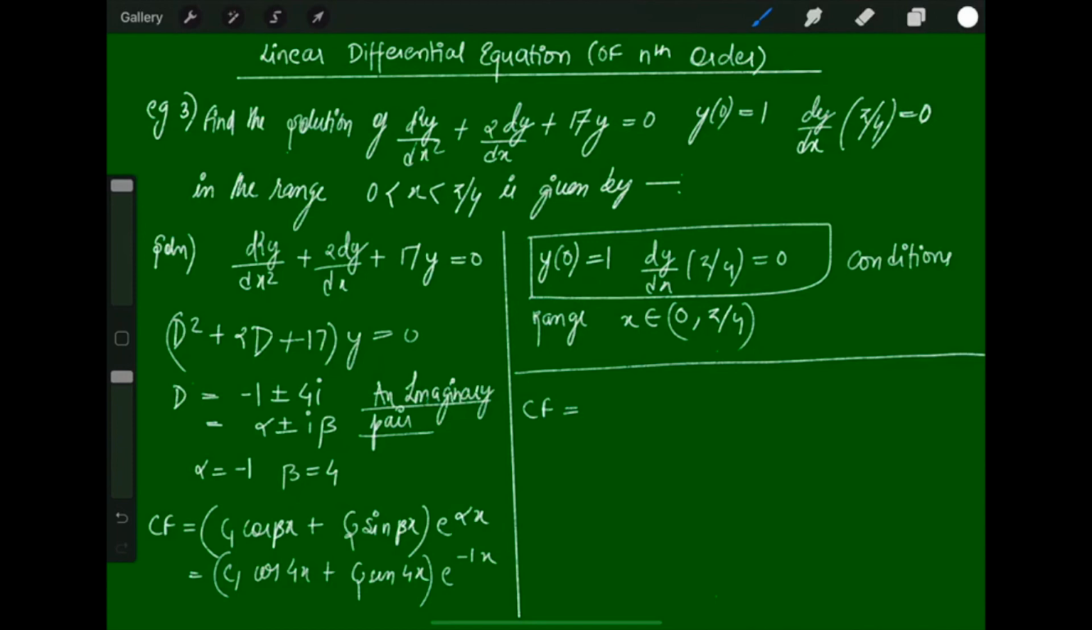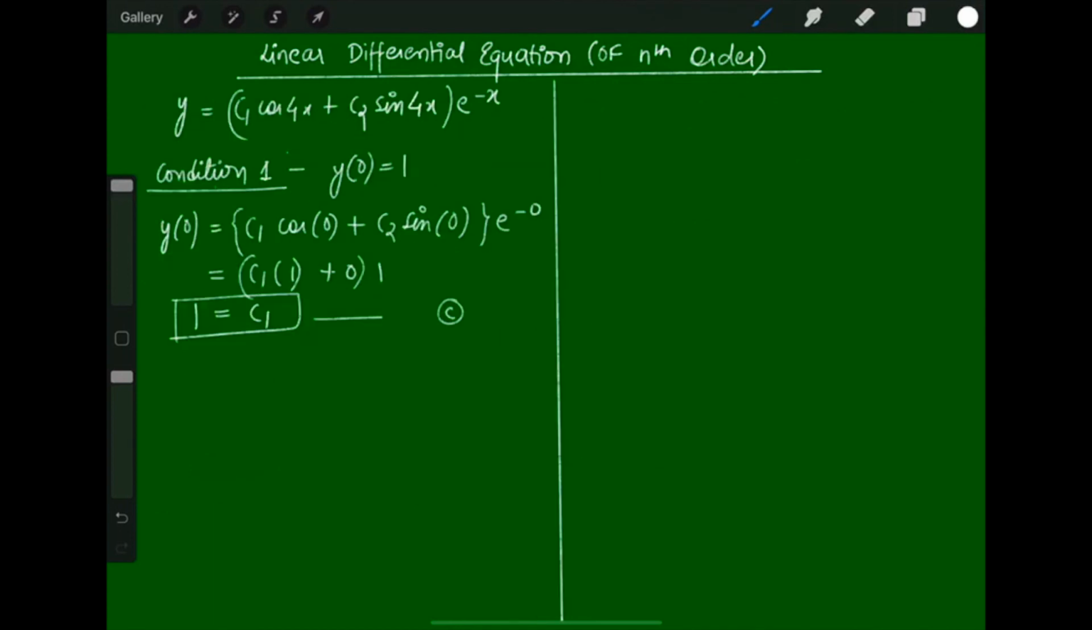Now putting in the boundary condition y(0) is equal to 1, we get C1 is equal to 1. To find the second boundary condition, we will have to take out the differential value dy by dx, and then put the value of x is equal to pi by 4. From the following solution, we get C2 is equal to 1 by 4.